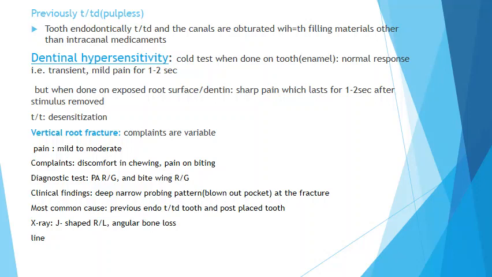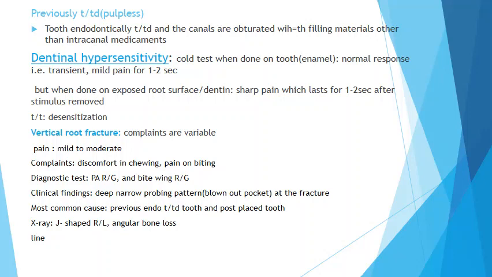Now, there is another condition, vertical root fracture. Whenever you encounter vertical root fracture, the complaints from the patients will be variable. First of all, pain. Pain will be mild to moderate. The patient will complain of discomfort in chewing or pain on biting. It might be given in the history that the patient has a discomfort in chewing or when he bites there is a pain. Pain can be mild to moderate.